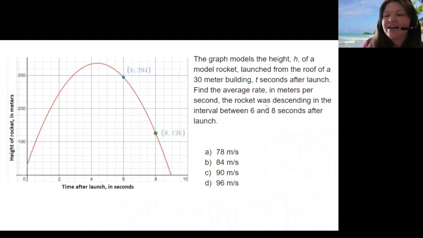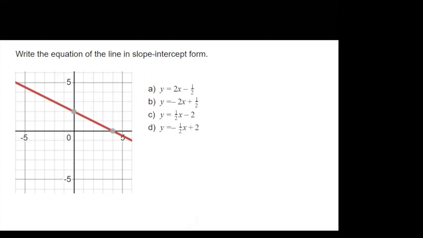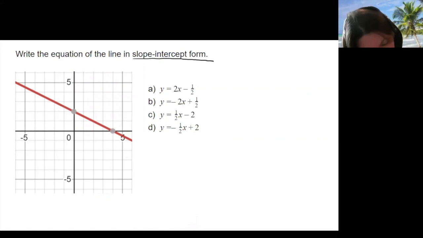Rough. Again, another slope problem that didn't look like a slope of a line problem. It didn't even have a line. Write the equation of the line in slope-intercept form. What are they asking me to do or to find? The slope-intercept form of a line. They're asking me to write the equation of a line.